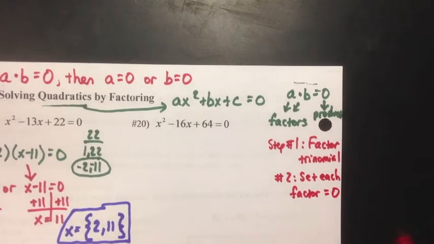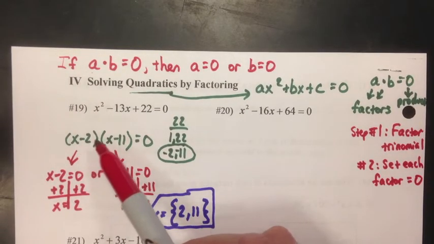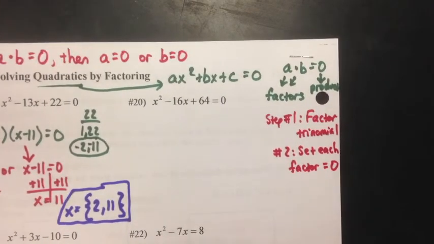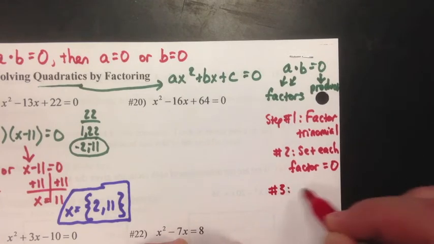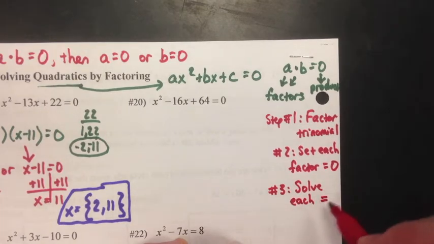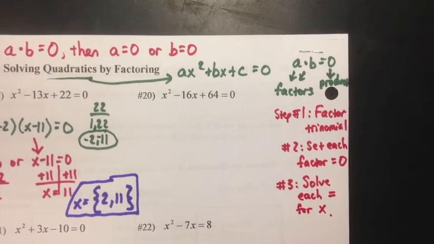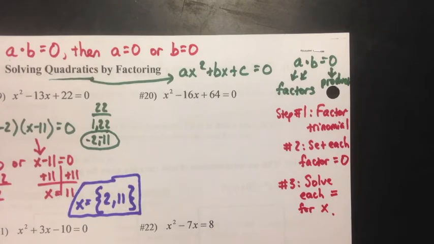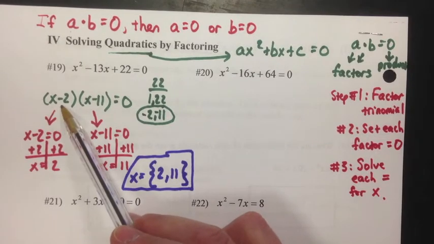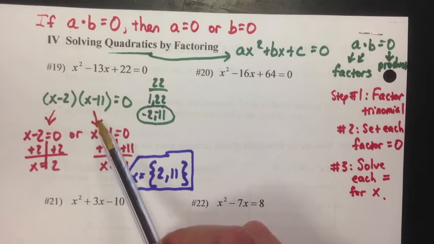When you multiply 2 things and you get 0, like back in number 19, I know that either this factor is 0 or this factor is 0. So I set each one equal to 0. Step number 3, this is the last step. Solve each equation for x. And that's what we're doing. Every problem, when you solve a quadratic, you want to factor it first. So we're taking this and making it a multiplication problem: x minus 2 times x minus 11. I can take the factors and one of them has to be 0, or both.